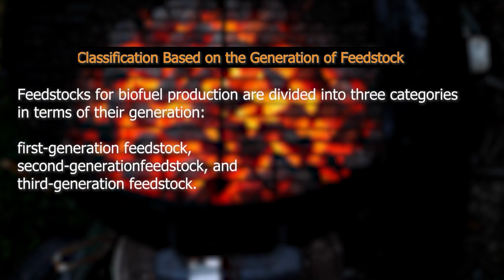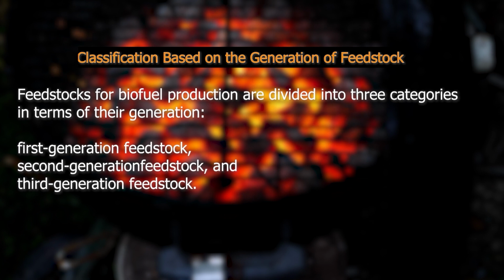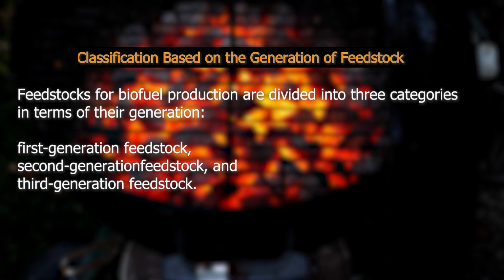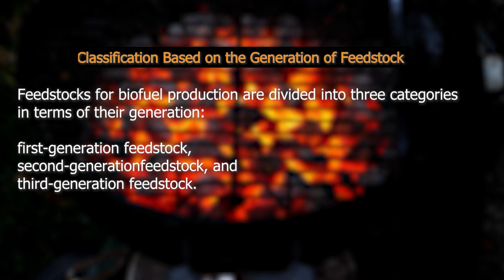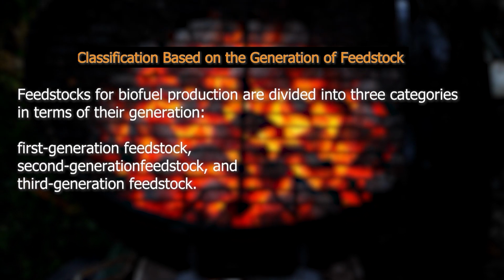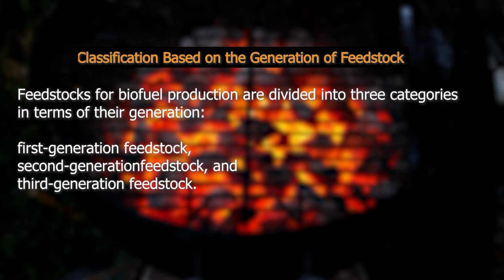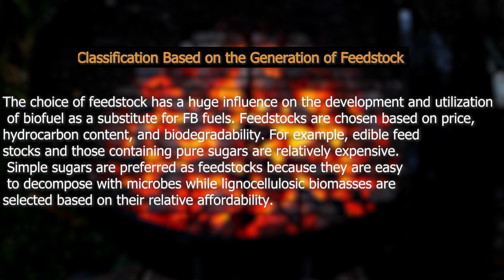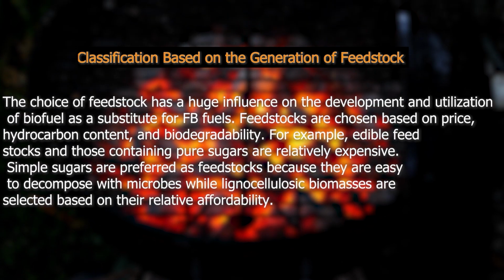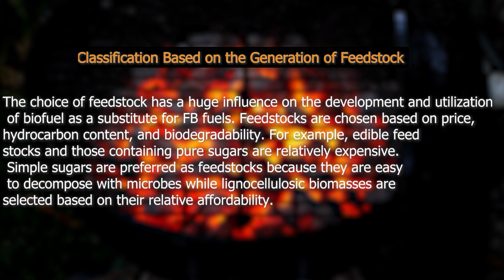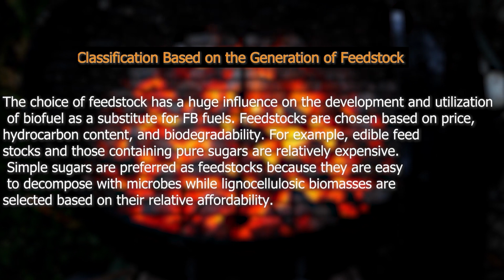The next one, classification based on the generation of feedstock. Feedstock for biofuel production are divided into three categories in terms of their generation: the first generation feedstock, second generation feedstock and third generation feedstock. The choice of feedstock has a huge influence on the development and utilization of biofuels as a substitute for fossil fuels.